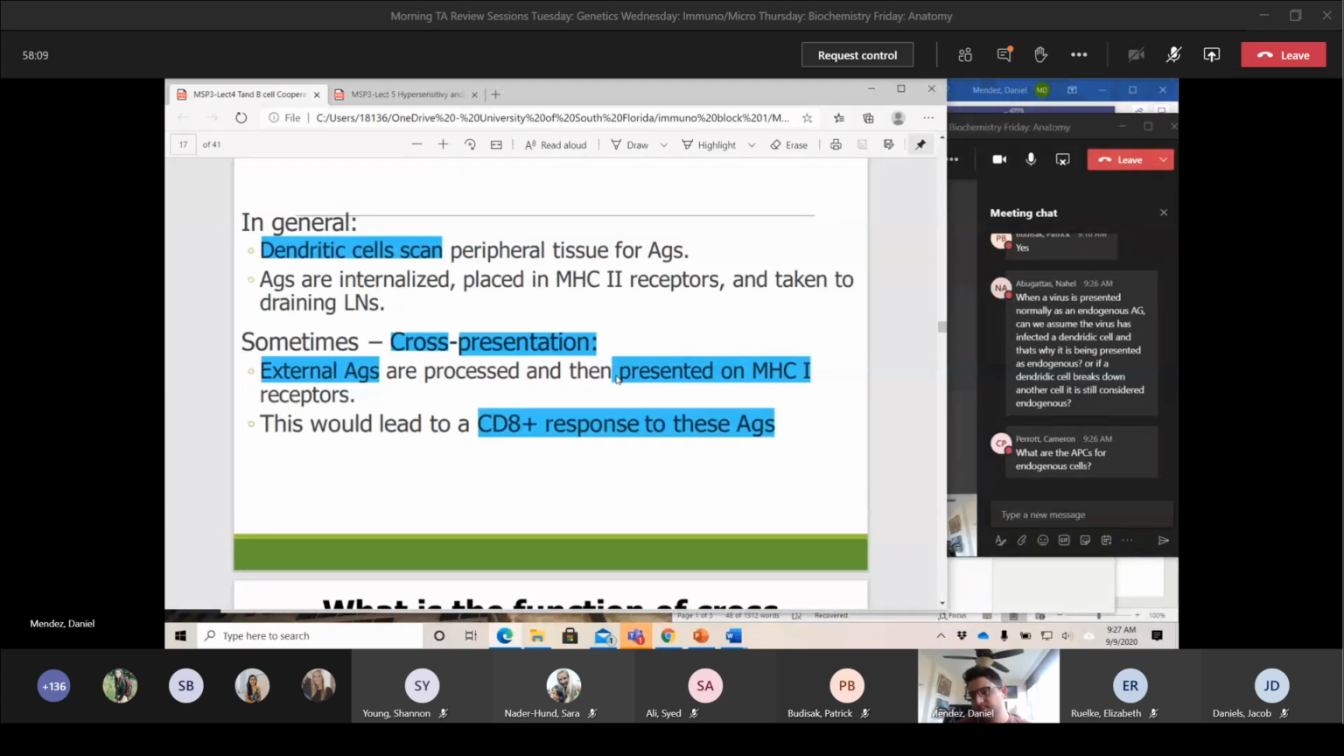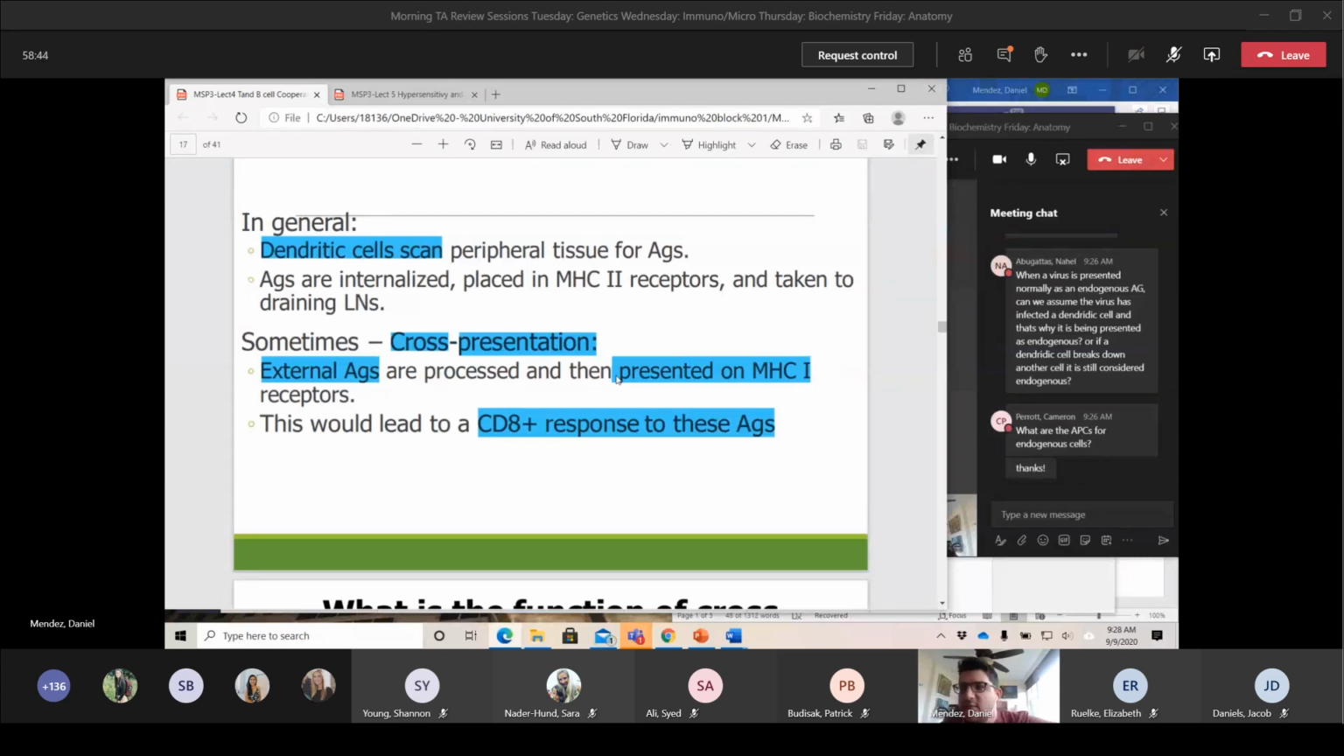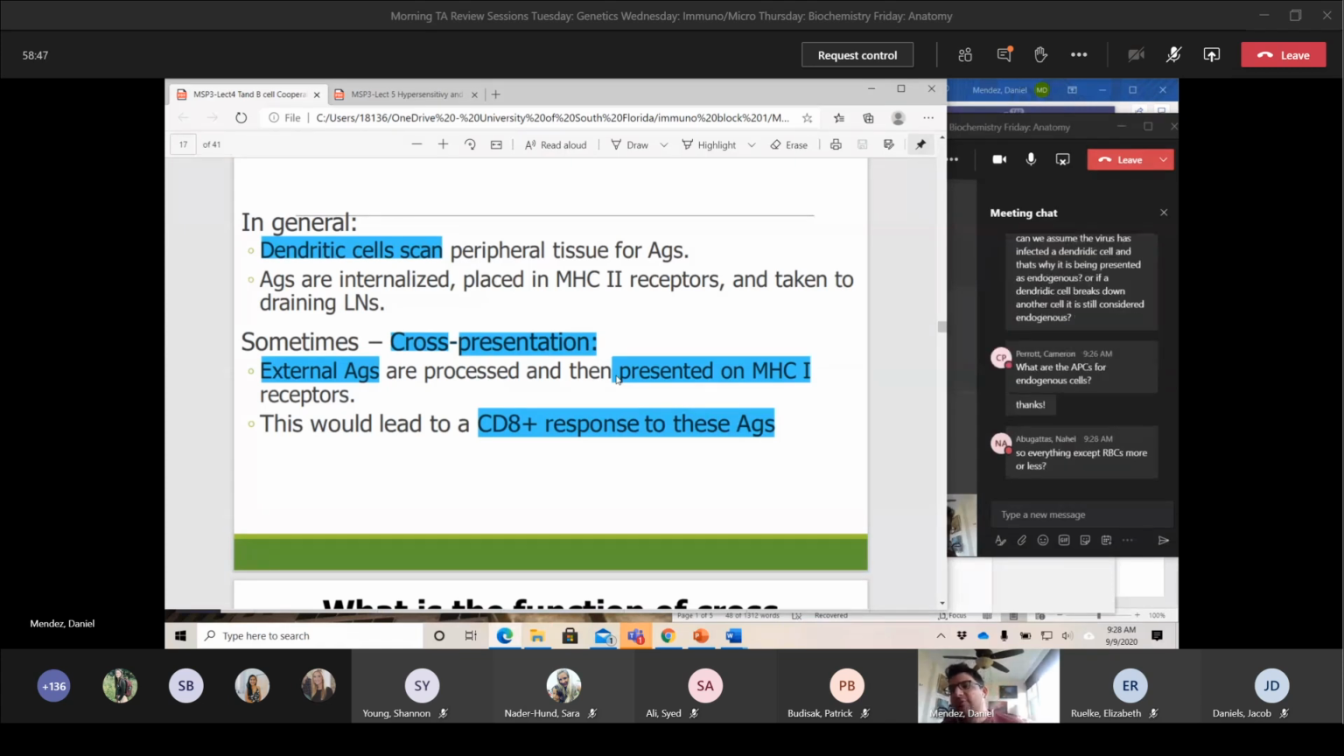When it infects any cell, that cell can then register that antigen and put it on its MHC class 1. So an APC for an endogenous antigen is any nucleated cell. If we're saying that a virus is presented normally as an endogenous antigen, it can infect any cell in your body that has a nucleus, because it needs that nucleus to use your DNA polymerase and RNA polymerase to actually recreate itself. Does that answer both of y'all's questions? So the APCs for endogenous are all nucleated cells, and it doesn't necessarily have to be a dendritic cell that is infected. Anything except a red blood cell can be infected by a virus. The virus has no need to infect a red blood cell because there's no nuclear machinery inside it, so it's not beneficial to the virus.